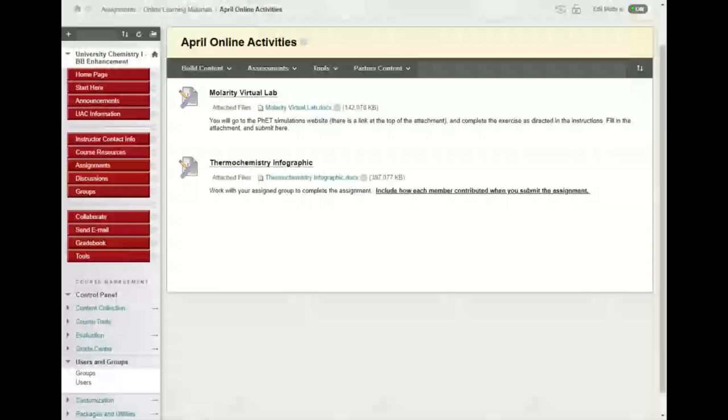Okay, hopefully when I go to share my tab, it won't shut down Chrome, but it's happened several times. So if it does, just give me a second and I'll come back. Oh, yay. Okay, it worked this time. Okay, so in your April online activities folder, you've got this assignment, Thermochemistry Infographic, okay? And you're going to work with your assigned group to complete this assignment.